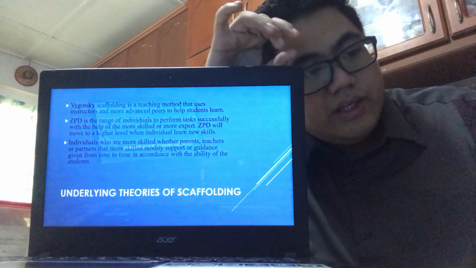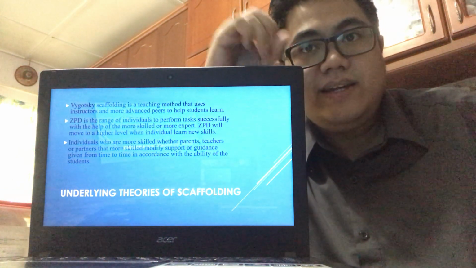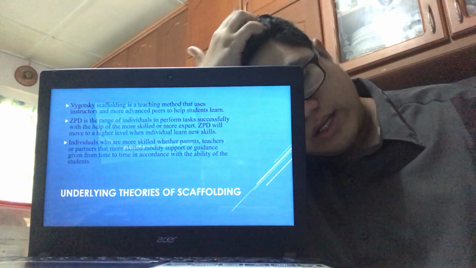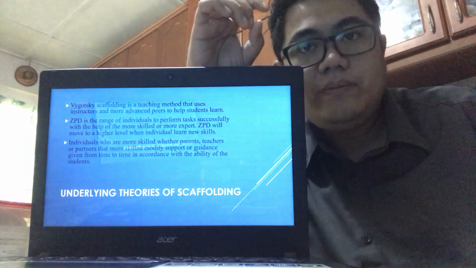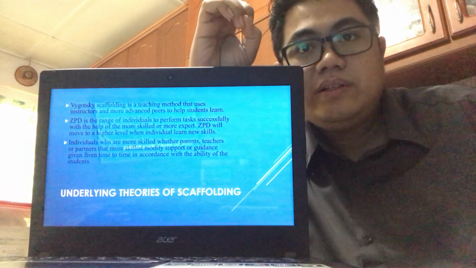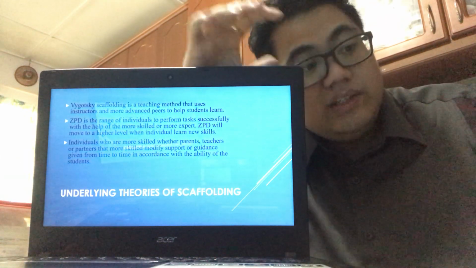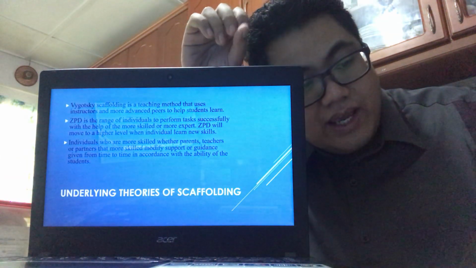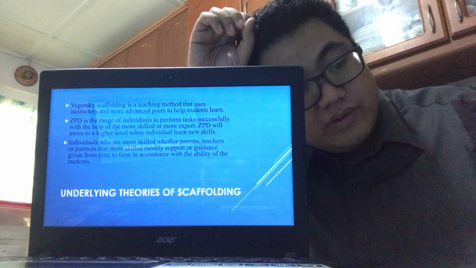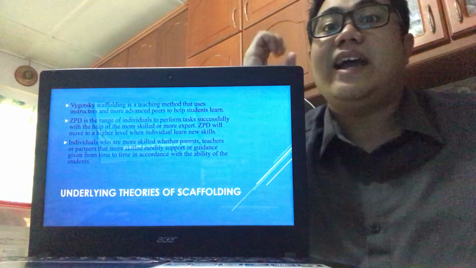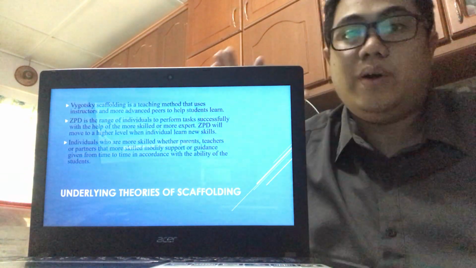The first circle is what they can do by themselves. The second circle is what they can do with adult help, with guidance. And then the third circle is what they cannot do right now. So this is how scaffolding works.